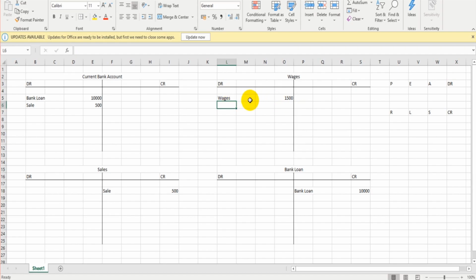We need a corresponding credit. The money came out of the bank account, so the posting will be credit, bank account. Let's then say that some of the bank loan was paid back. So money leaving the bank account is a credit, same as the wages was a credit. So we can do bank loan, 500. We need a corresponding debit. That will go to the bank loan account.